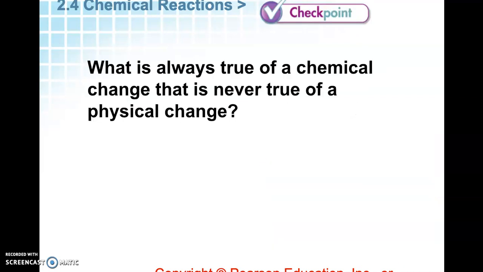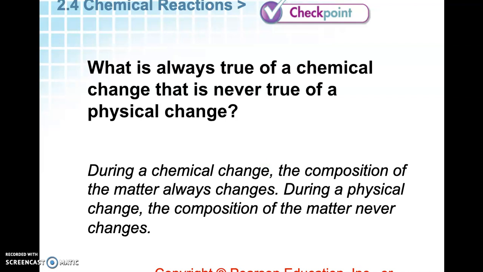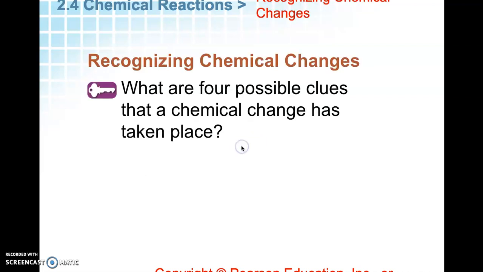What is always true of a chemical change that is never true of a physical change? Think about it. During a chemical change, the composition of matter always changes, so you get something brand new. During a physical change, it's still the same substance, just looks different. Key point, what are 4 possible clues that a chemical change has taken place?